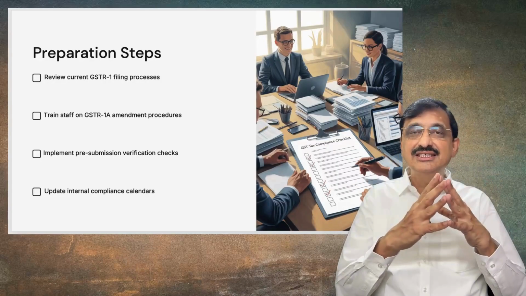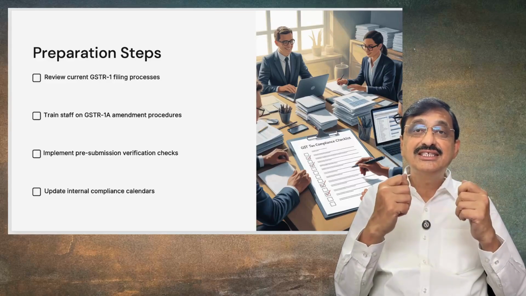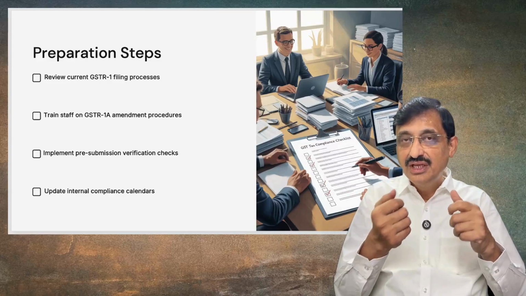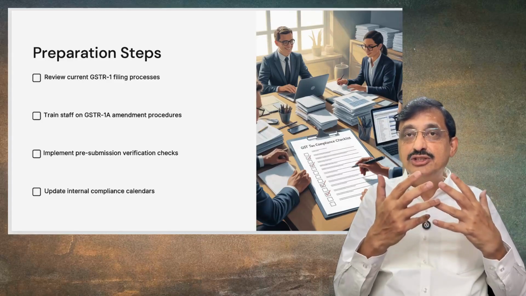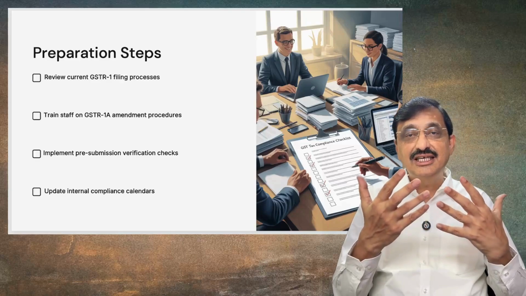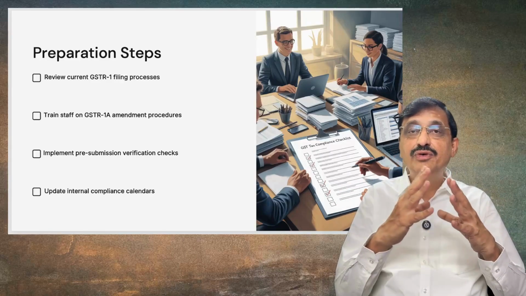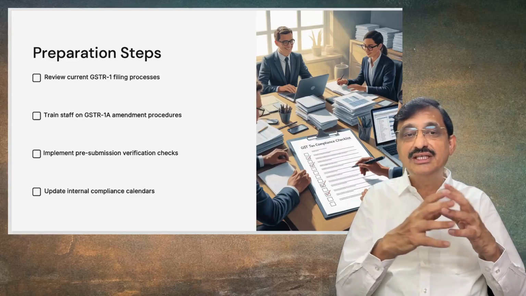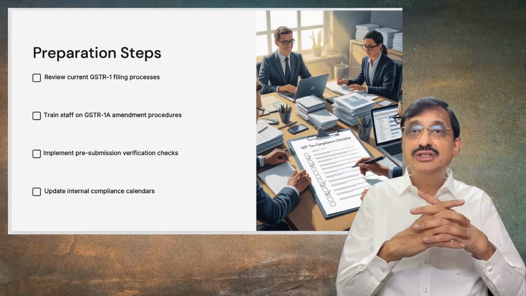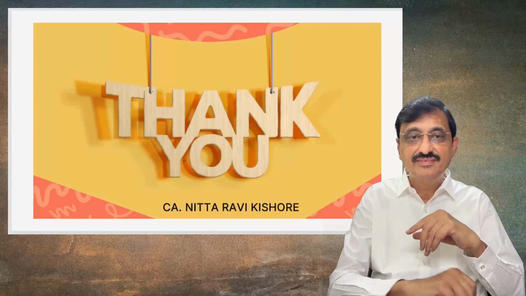Now, what the SSCs have to do? The SSCs have to first review their GSTR-1 filing processes, and also they have to train their staff and accountants as to how an amendment in GSTR-1A has to be made, and also ensure that before filing GSTR-3B, once again a check of outward liabilities has been made, and also they have to update their internal compliance calendars.